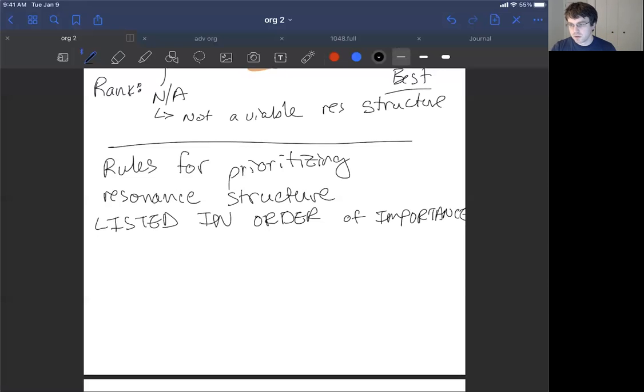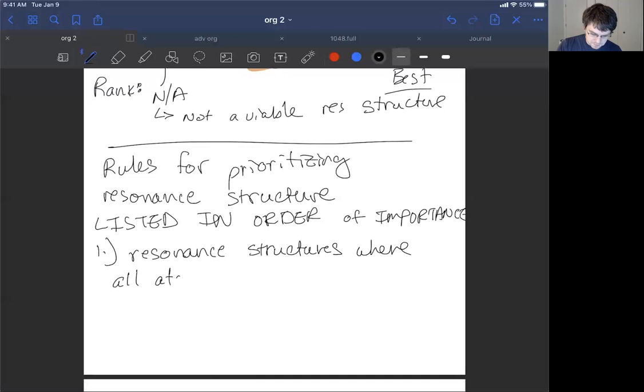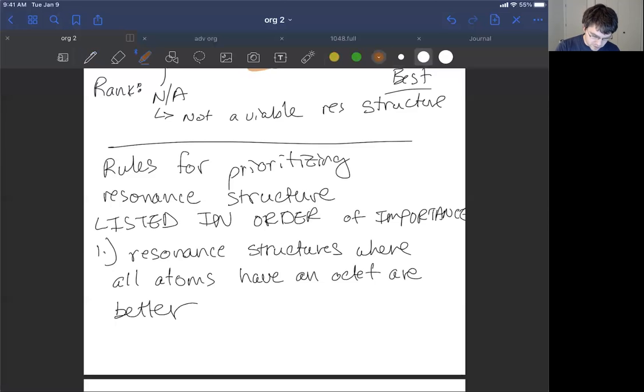Okay, so number one, resonance structures where all atoms have an octet are the best, are better. Resonance structures where all atoms have an octet. Highlight this one like crazy. This is a really important rule. When you're looking at resonance structures and trying to figure out if they're the best, I'm saying resonance structures where all atoms have an octet are the best.